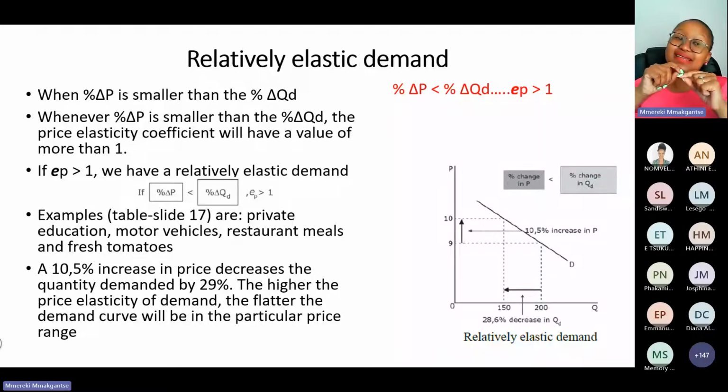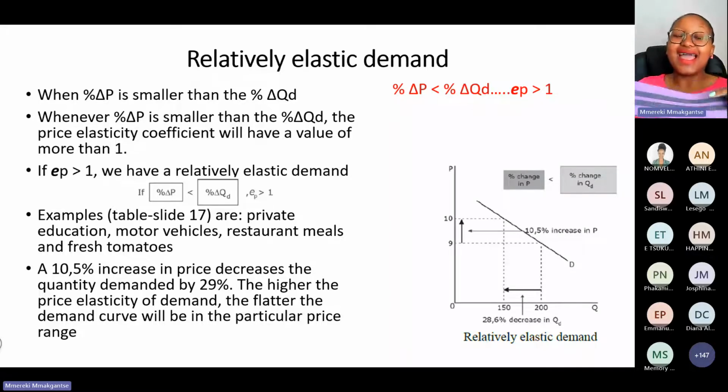Remember that rubber you get at KFC when you buy your hot wings, those salty, spicy hot wings? That rubber is very elastic. It's very stretchy, you know. This one, on the other hand, is inelastic.